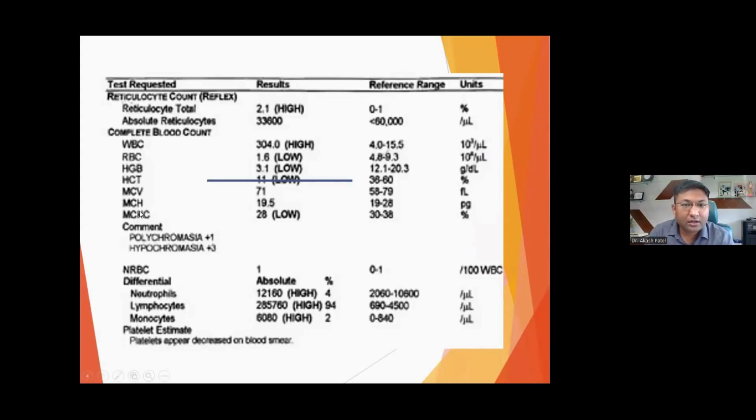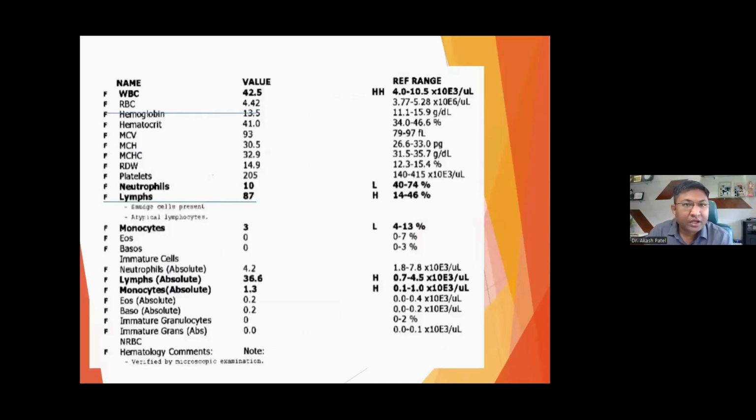This is another slide showing the CBC report of another patient in which the WBC count is very high, 304,000. A count of 304,000 is very high and suggestive of leukemia. Again, apart from leukocytosis, anemia is also a component, as we can see.